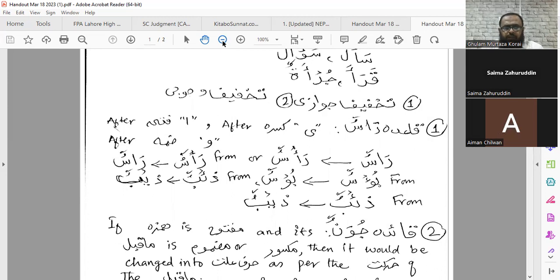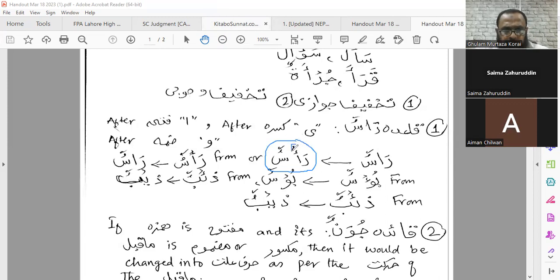So let me take you through the example. Actually, I have explained the qawaid in the coming qawaid, but not in the first qaida. I forgot to explain it. Right now, I am explaining it. Now, see, it is ra'sun. I'm going to encircle this word ra'sun. Okay, how to understand this?